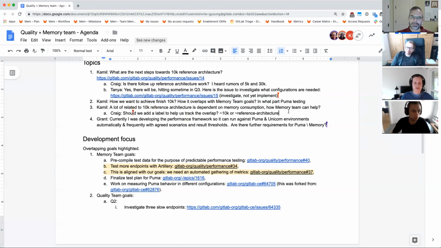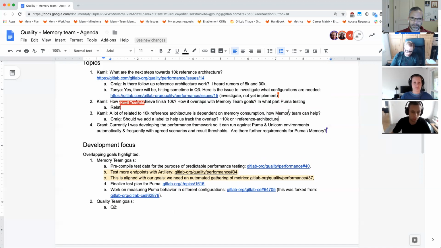Yeah, and to that effect, I tried to highlight the things in the goals below where we had overlapping focuses. The only thing I could think that could possibly block is, depending on the root cause of the slow endpoints, the resolution of those. Grant, is there anything that you can think of, or Camille?